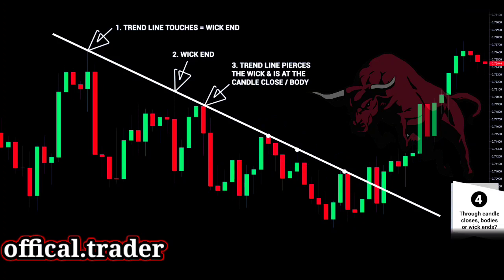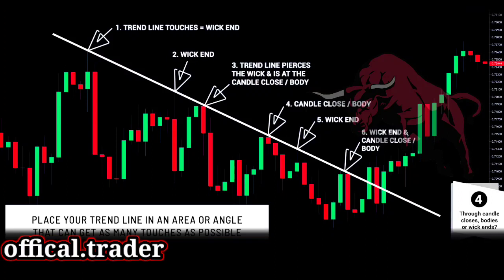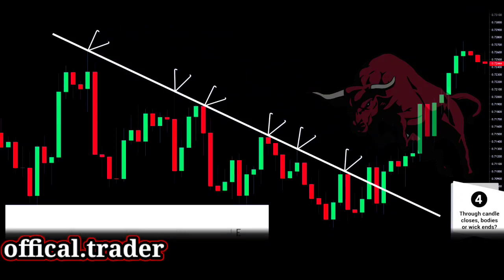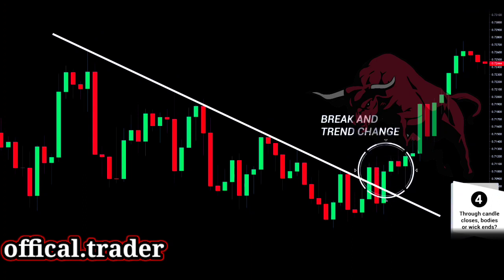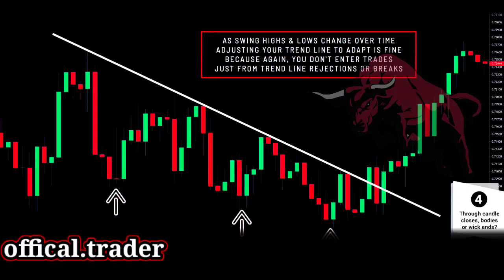So again, the trend line hits the candle body, and here the trend line hits the wick end. And here the trend line hits the wick and body. Notice how the trend line hits candle closes and wicks, whichever allows for us to get the most amount of touches. Price then finally broke out and started a trend change. So same along the bottom, our trend line would be placed like this, because that way we can hit all three points.